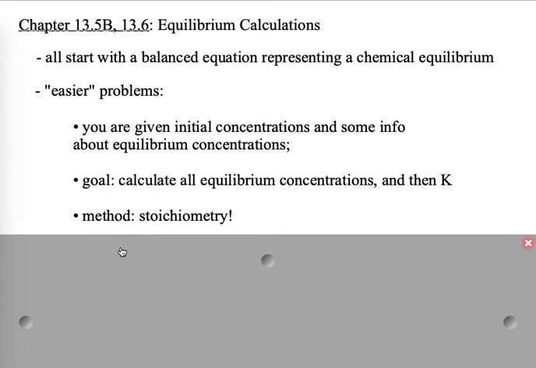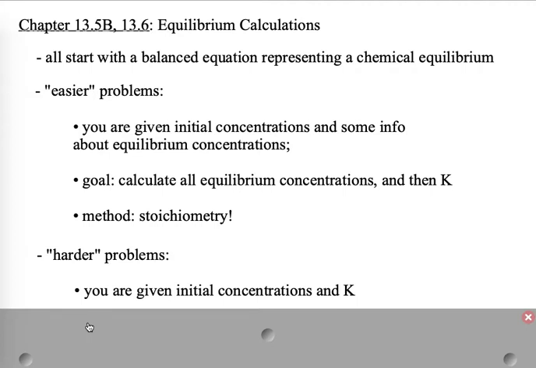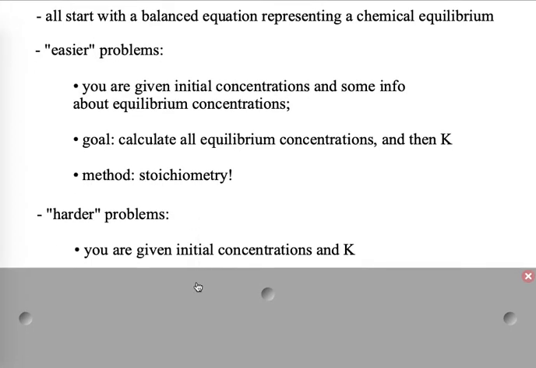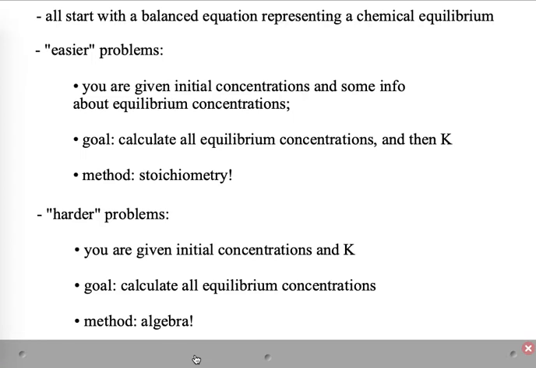Stoichiometry, not that hard. In the harder problems, you're given all of the initial concentrations of reactants and/or products and the numerical value of K, and your goal is to calculate all of the equilibrium concentrations. And our method is algebra. So I simply want to go through in this video and systematically do examples of each of these types of problems to show you the variety of different types of problems you will approach. And you will see that for each of these, there is a very distinct and explicit set of steps, and if you follow the steps, you will get the right answer.